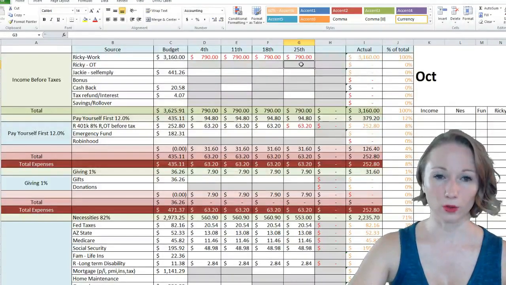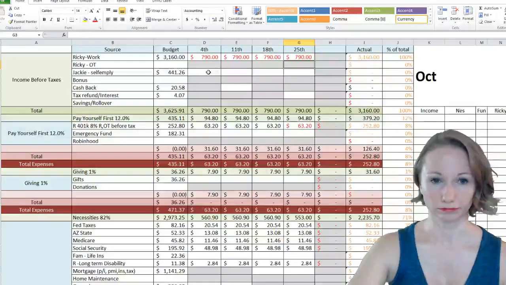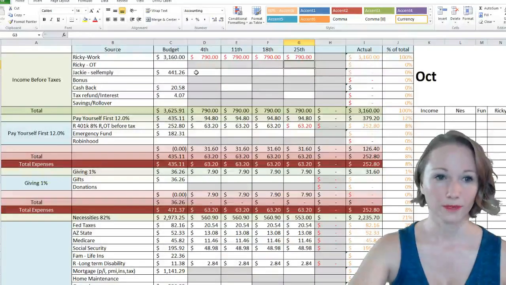If you aren't quite sure what this total number is, you can do your weekly one and then come back to it. So like I said, we're going to do no overtime. So $3,160 for the month.